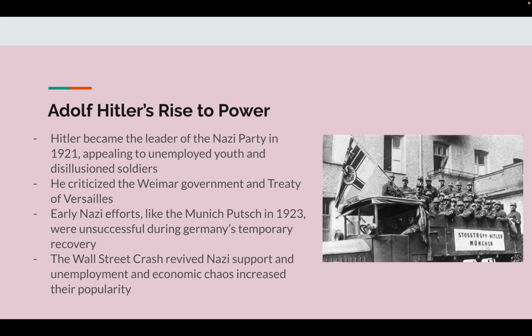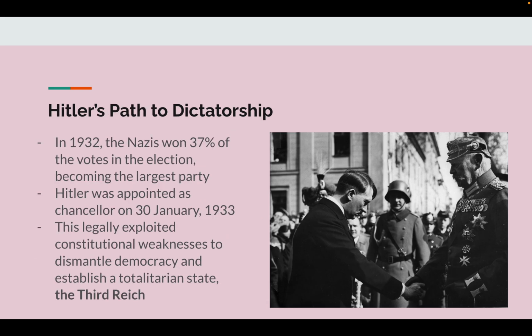Adolf Hitler's rise to power. Hitler became the leader of the Nazi Party in 1921, appealing to unemployed youth and disillusioned soldiers. He criticized the Weimar government and Treaty of Versailles. Early Nazi efforts, like the Munich Putsch in 1923, were unsuccessful during Germany's temporary recovery. The Wall Street crash revived Nazi support, and unemployment and economic chaos increased their popularity.